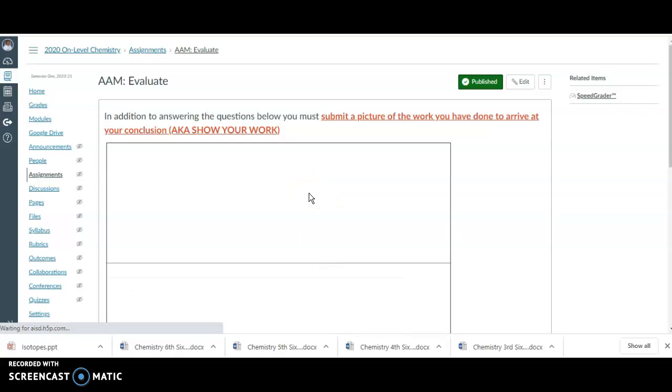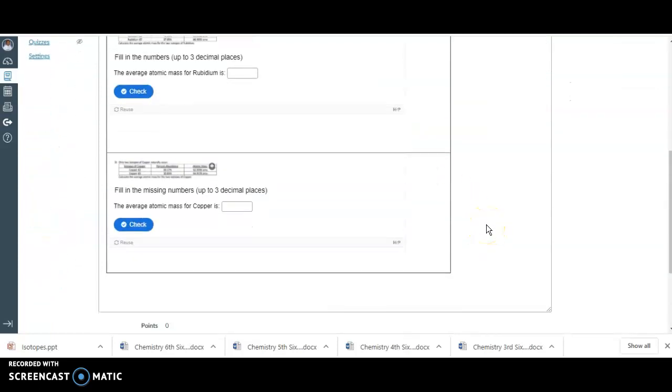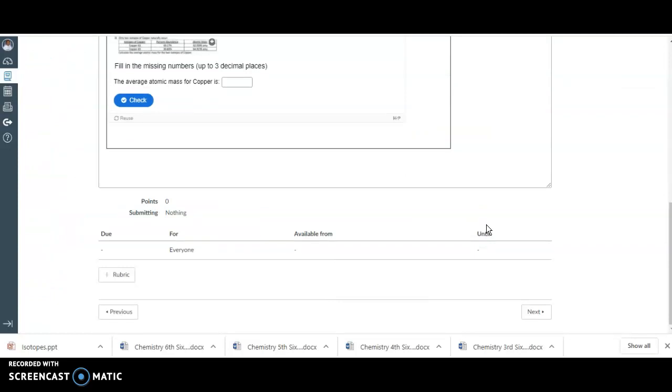This is going to be for a grade. Okay, so I will need you to complete this, enter the information there and check, and then just like the instruction says, submit a picture of the work you've done, and then just take a picture of it and then you turn it in for a grade. And that will be all for this lesson.